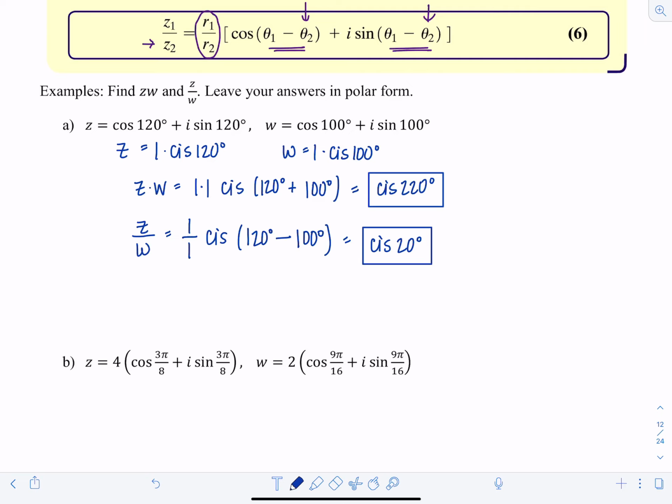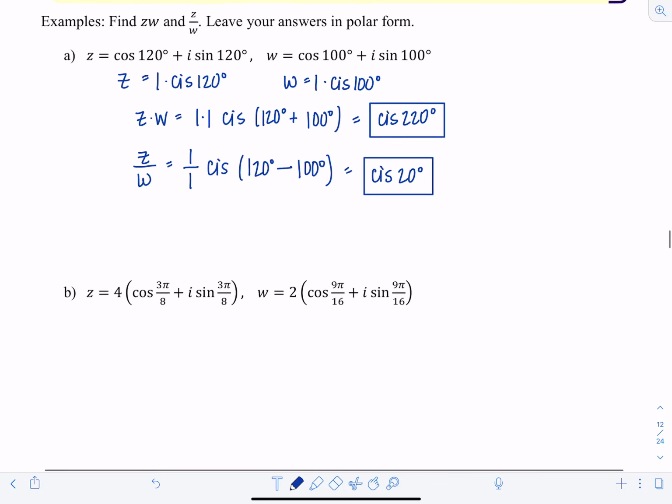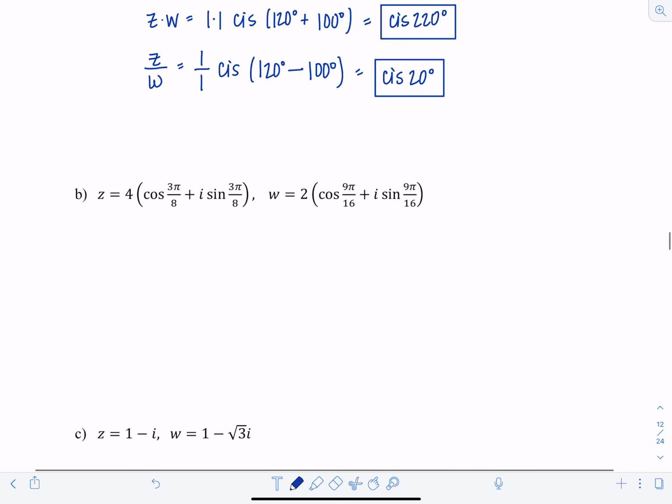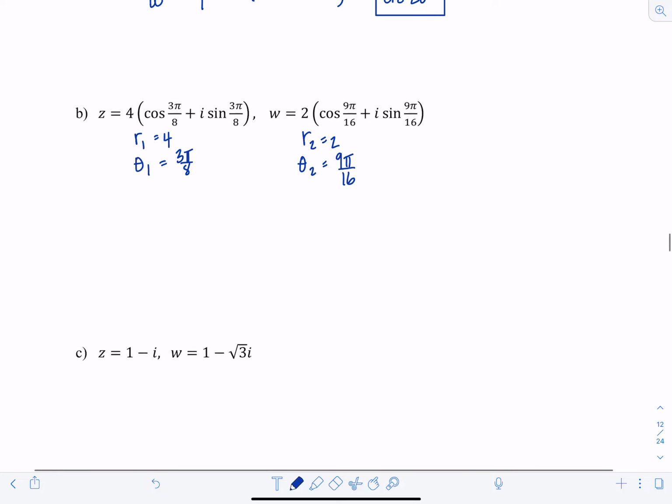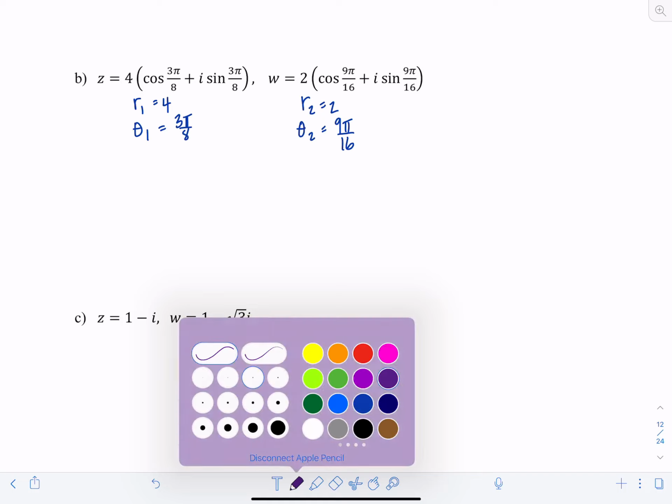All right, let's move on to our next example. Example B, this time we're in radians, no big deal. I'm just going to identify R1 is 4, and theta 1 is 3 pi over 8. And then R2 is 2, and theta 2 is 9 pi over 16. Okay, good. So now let's take their product.